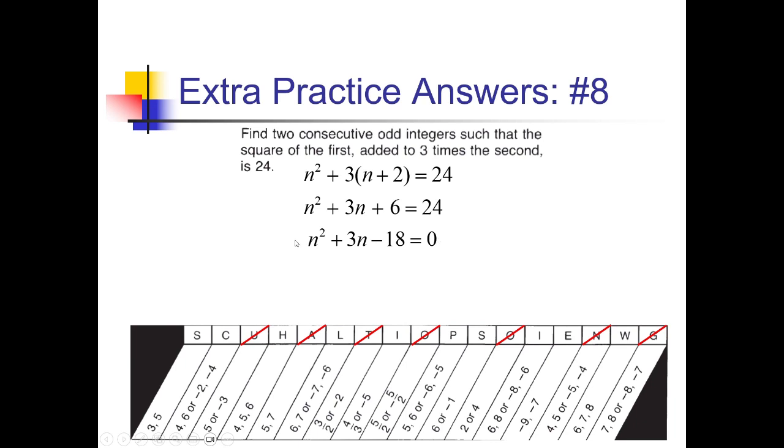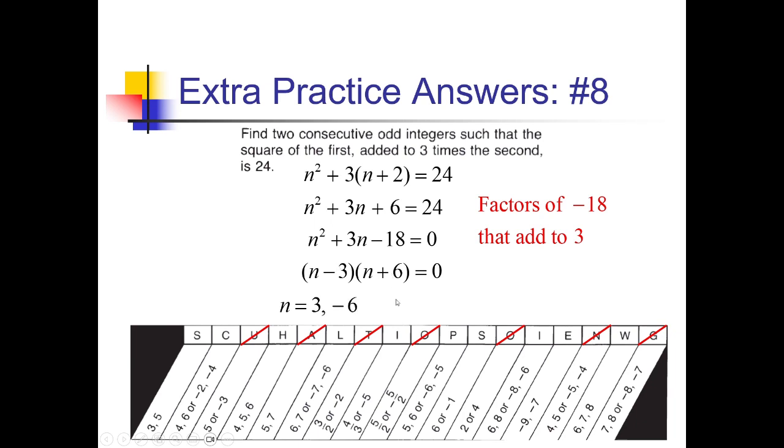Since I have a 1 for the squared coefficient, I can find factors of negative 18 that add up to 3. So 1 and 18, nope. 2 and 9, does that work? Nope. 3 and 6 works. Negative 3, positive 6. So we have n minus 3, n plus 6 equals 0. Zeroing out each of those factors, we have 3 for the first one, because 3 minus 3 is 0, and then negative 6 for the next one.